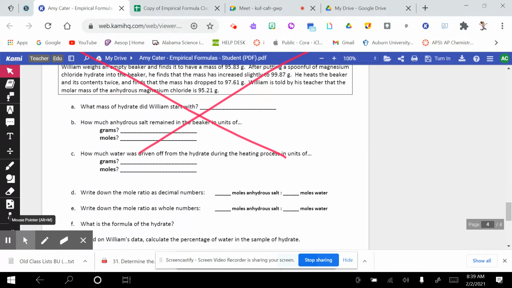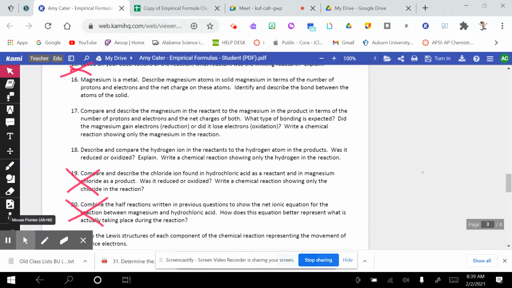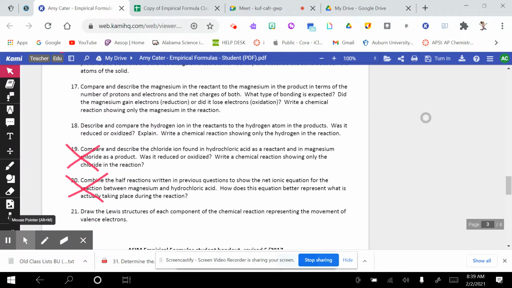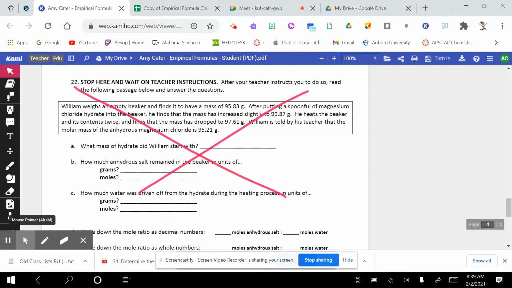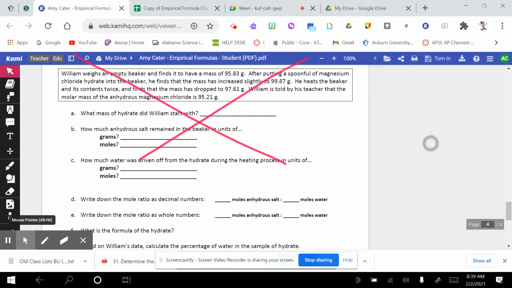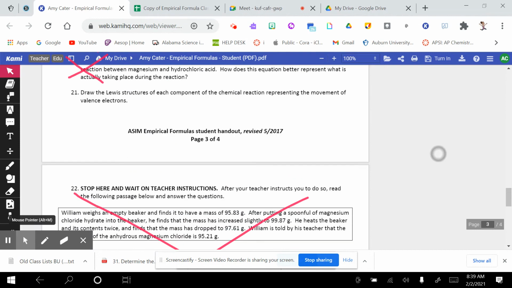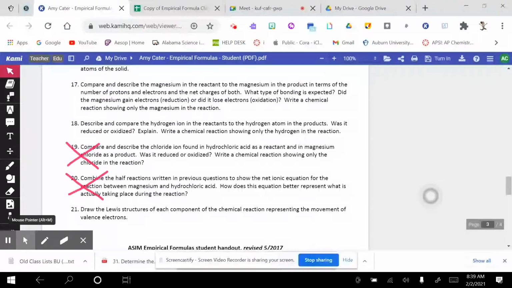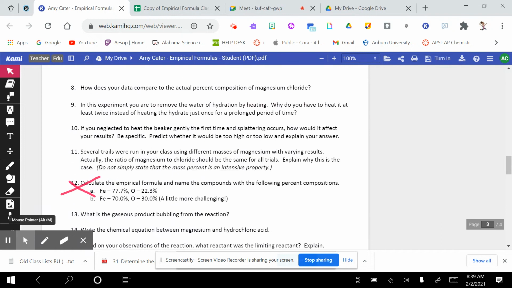Okay, so you are going to do 21. I do want you to. 22, that whole page there, I don't want you to do it. Good. I'm glad. That's my goal.